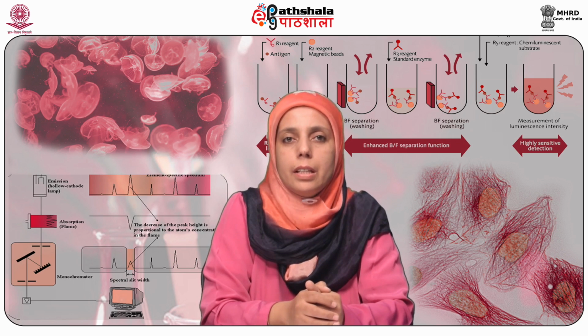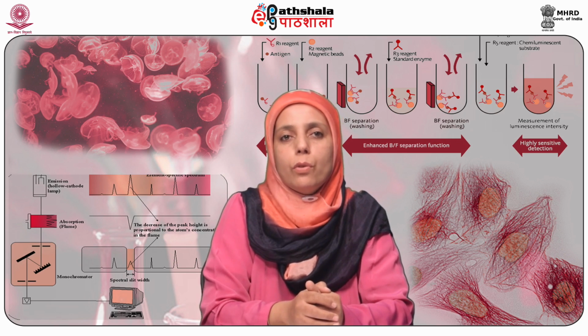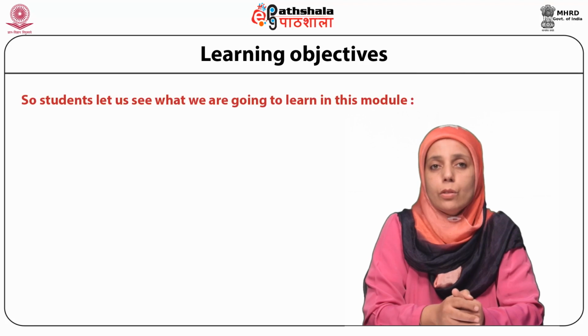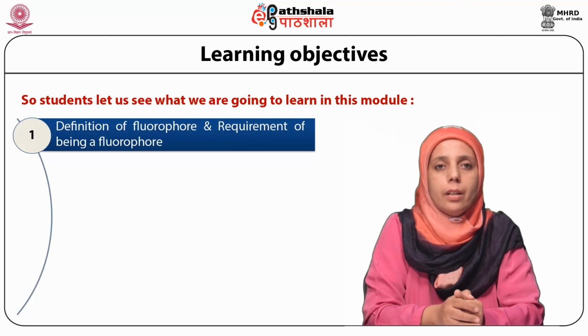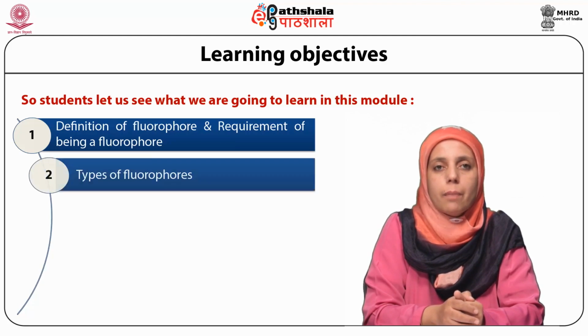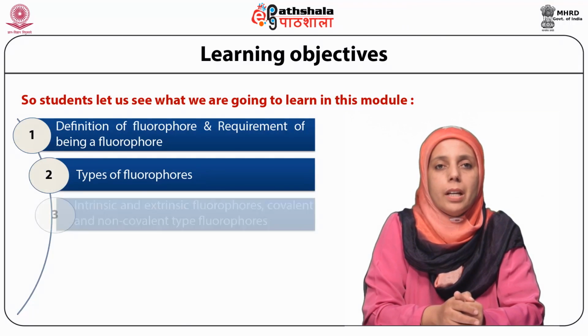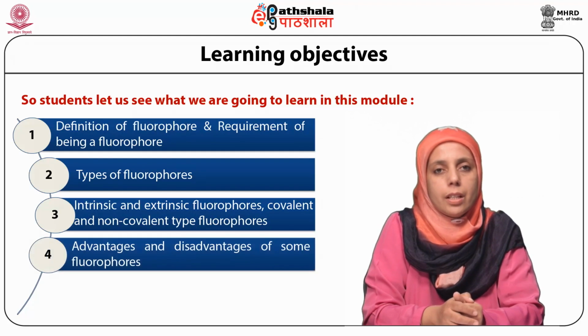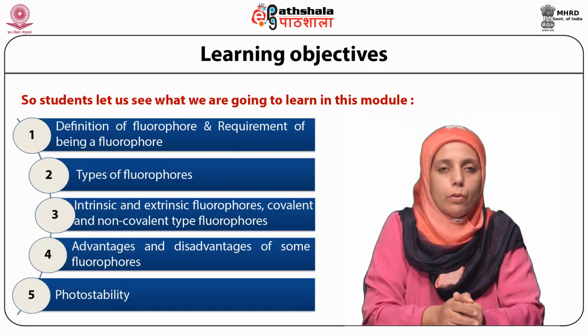Here we are discussing the module fluorophores from the paper atomic absorption spectroscopy. So students, let us see what we are going to learn in this module. First, we'll be discussing the definition of fluorophores, the requirements for any chemical to be a fluorophore, types of fluorophores, intrinsic and extrinsic fluorophores, covalent and non-covalent types, their advantages, disadvantages, and their photostability.